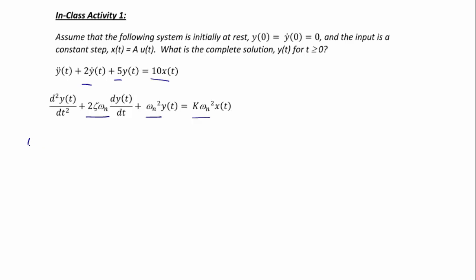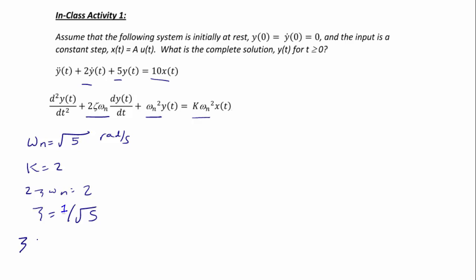So from here we know that omega n is equal to the square root of 5 radians per second. K is equal to 2. And 2 zeta omega sub n is equal to 2, so zeta is equal to 2 over the square root of 5. Since zeta is less than 1, we have an underdamped response.